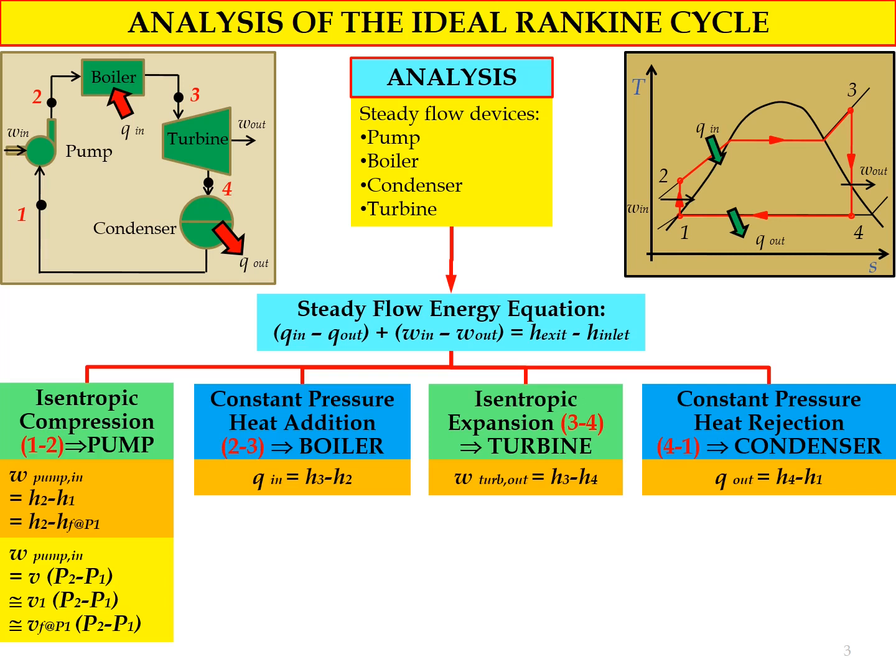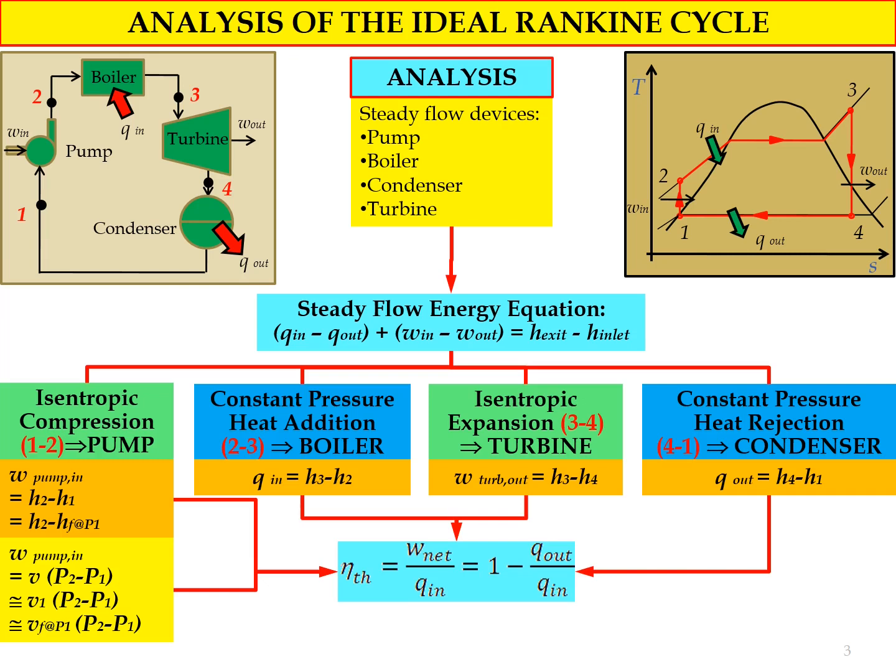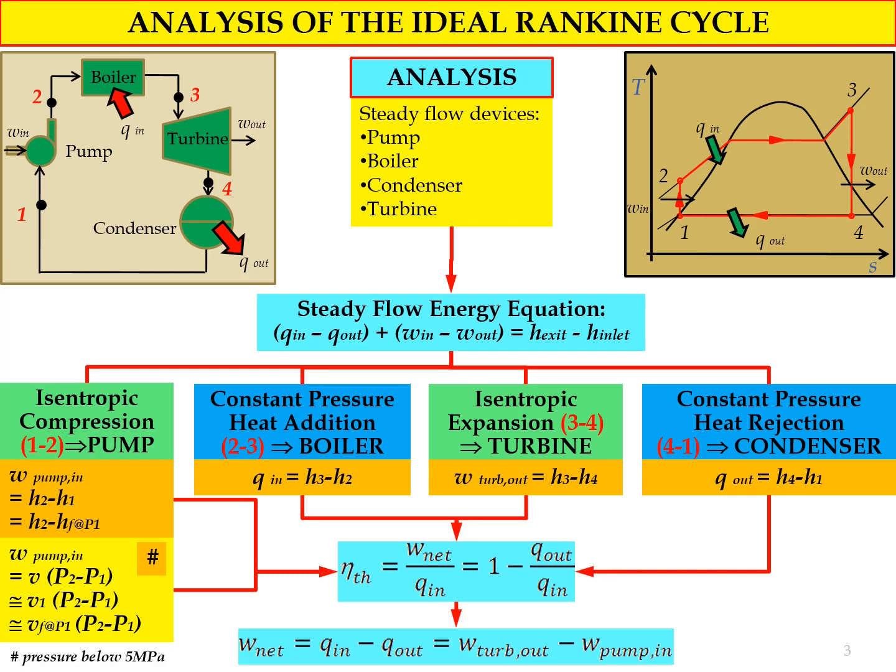So rearranging the equation, you get Q out equal to H4 minus H1. So you can use all these equations, W in, Q out, W out, in order to determine the thermal efficiency for the Rankine cycle by using the general equation for thermal efficiency, where eta TH equal to W net divided by Q in, or 1 minus Q out divided by Q in, where W net equal to Q in minus Q out, also equal to W out minus W in.